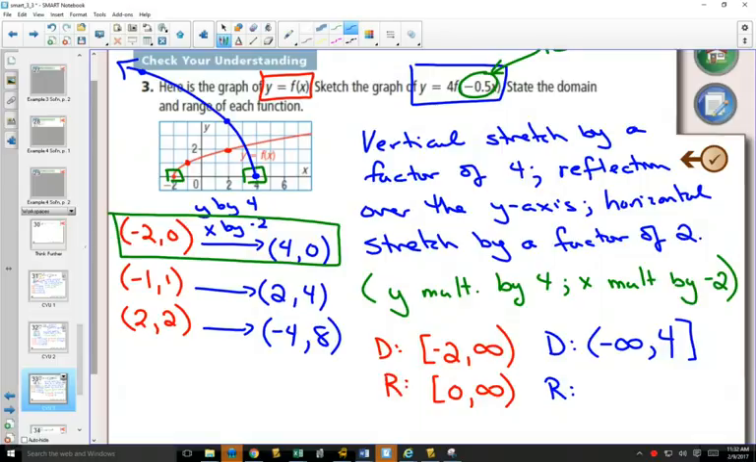For your range, do you have a smallest value? Well, what happened to our y values? Our y values got multiplied by 4. What happens when you multiply 0 by 4? Still get 0. What happens when you multiply infinity by 4? You still get positive infinity. So our range didn't change.